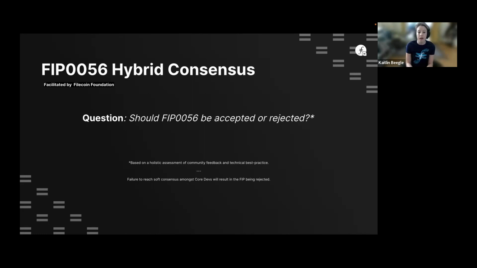But what I really want to call out is that if we do not end this conversation with a really clear sense that this FIP should either be accepted or rejected, we will default to the conservative choice of rejecting this FIP. So again, there will not be a vote taken. We are not going to ask you to say yay or nay if you do not feel comfortable doing so. We do ask you to participate in the conversation and to feel comfortable sharing what, again, you believe is the best interest of the network.